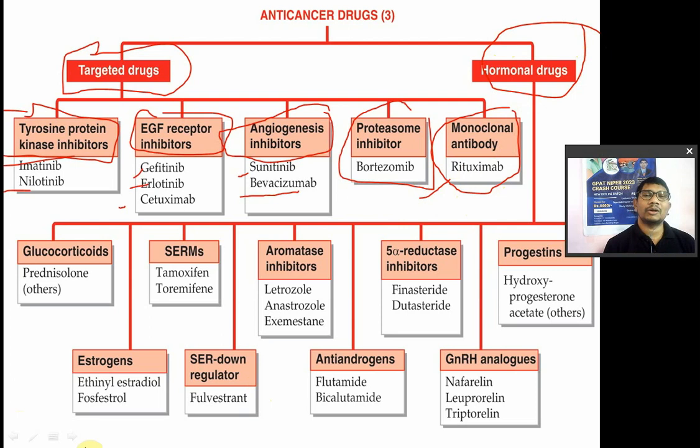Now hormonal drugs are also useful in particular types of cancer. Hormonal means every kind of hormone can be used. For example, the first one is glucocorticoids. In that you have prednisolone and dexamethasone, which are the most commonly used drugs. Prednisolone's active metabolite is prednisolone itself, and dexamethasone is also a glucocorticoid. So why are these drugs used in particular types of cancer? These glucocorticoids inhibit certain kinds of leukemia and lymphoma. They are lympholytic in nature. That's why they are useful in lymphoma.